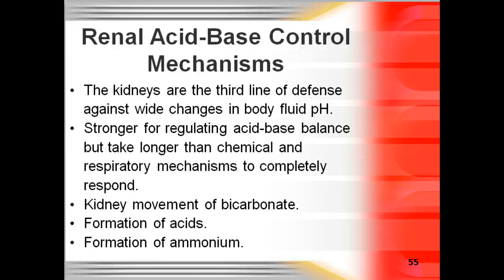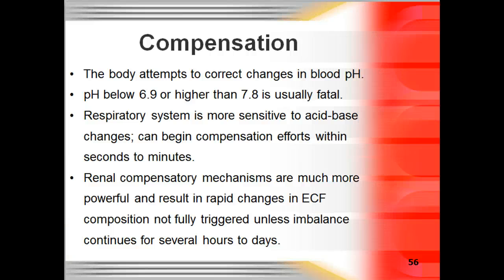Renal goes along with metabolic, and that's when you hear people talk about compensation. That's when the kidneys start kicking in, when something has gone on for quite a period of time. One slide here talks about compensation, and it says the body attempts to correct changes in the blood pH. If you have a pH below 6.9 or higher than 7.8, a lot of times it can be fatal because it affects so many parts of our body systems.